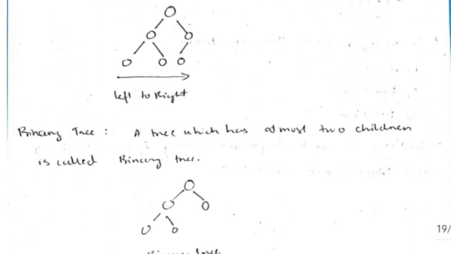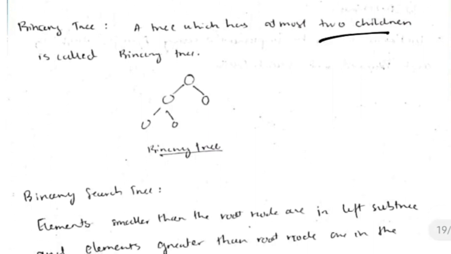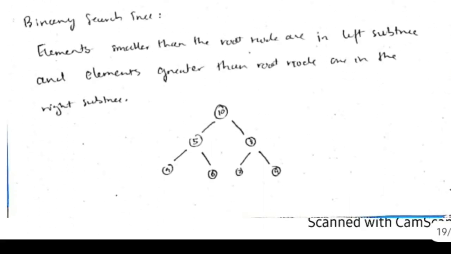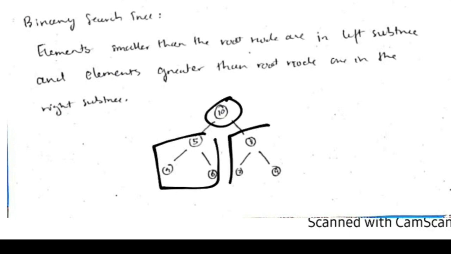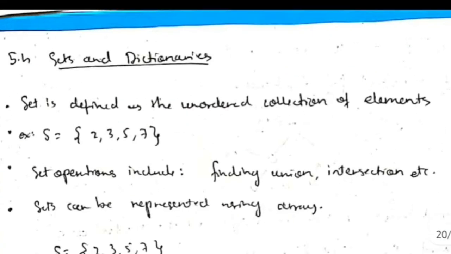And binary tree means it has at most two children at each position. At most two means it can have 0, 1 or 2. It can't exceed 2. Binary search tree means in the left subtree all the elements are less than the root, and in the right subtree all the elements are greater than the root. In this diagram I have made a bit of a mistake, but you got the point, right? So that's the binary search tree.